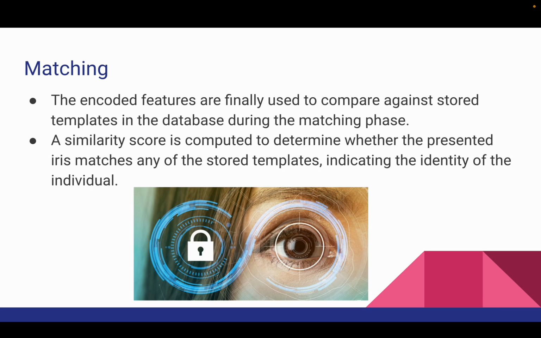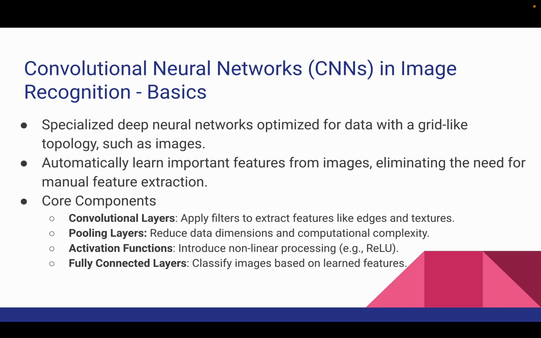And the final step is matching. We make sure the testing iris image has a similarity score to determine whether the presented iris matches one in our database, and make sure the identity is the individual that we are looking for. So in my project, I'm going to use the CNN method to categorize the normalized iris image.